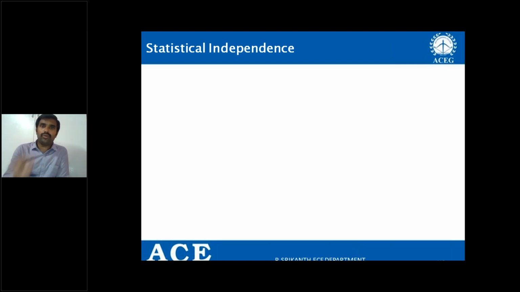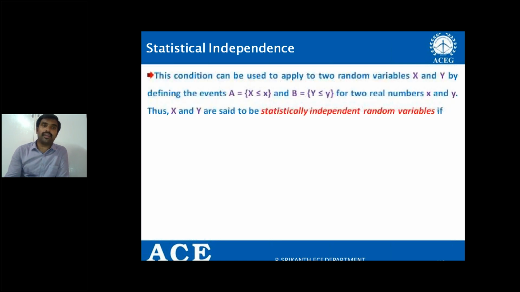In that way, you can decide whether the events are independent or not. Am I clear? So now, if independent events exist, you can find out the joint probability. And ultimately, if you know the joint probabilities, you can decide whether the random variables are independent or not, right? See here how this condition can be applied to two random variables X and Y by defining the events A as X less than or equal to x and B as Y less than or equal to y, for two real numbers x and y. Thus, X and Y are said to be statistically independent random variables.